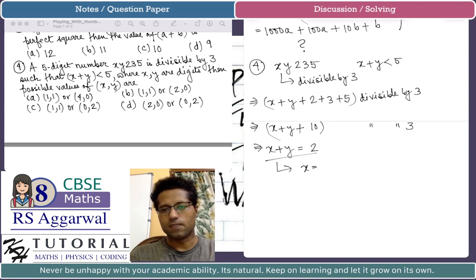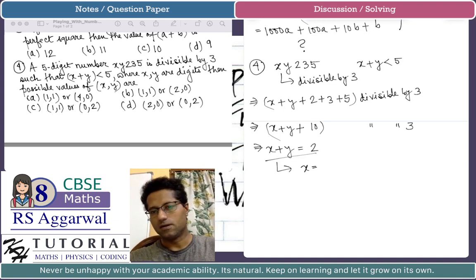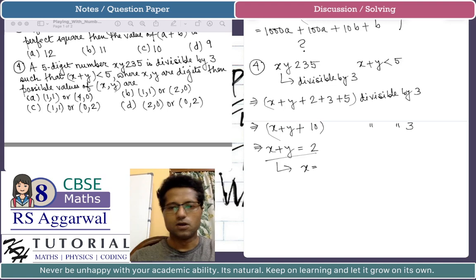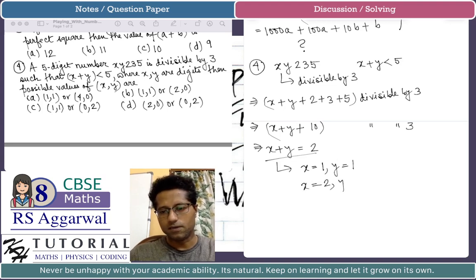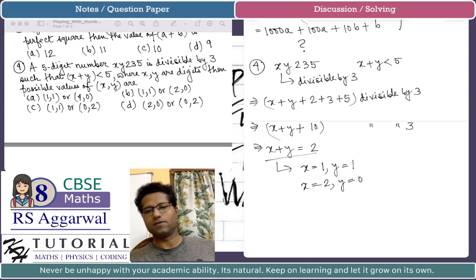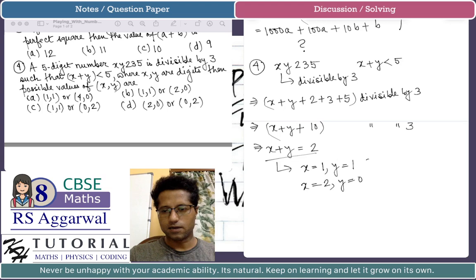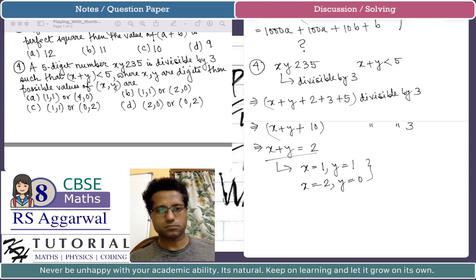X cannot be 0. Please remember that x is the leftmost digit. In a number, we never have a 0 in the leftmost digit. So x cannot be 0. So x has to be minimum 1. So if x is 1, we can have y equals to 1, and y can be 0. Another possibility is x is 2 and y can be 0. So in both the cases, we are having x plus y equals to 2. So these are the two possibilities, that x equals to 1, y equals to 1, and x equals to 2 and y equals to 0.